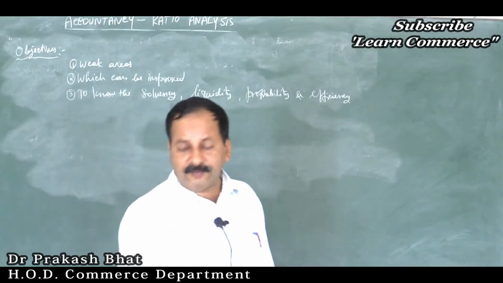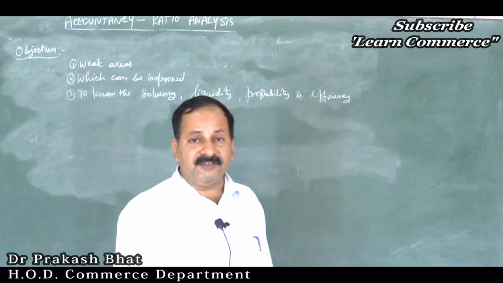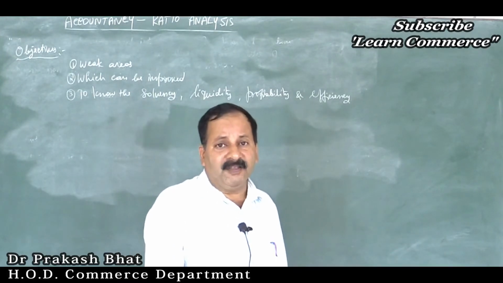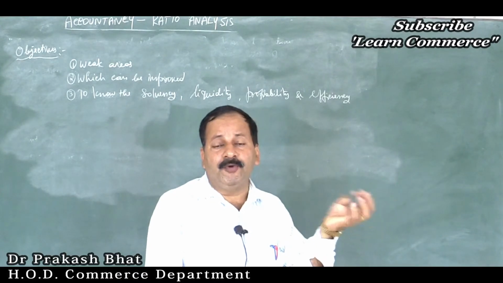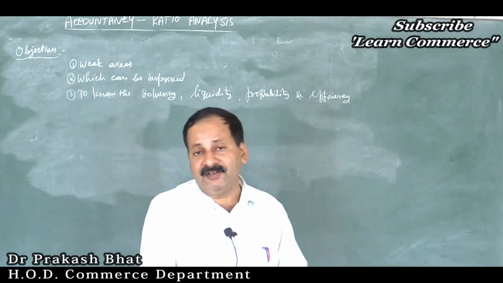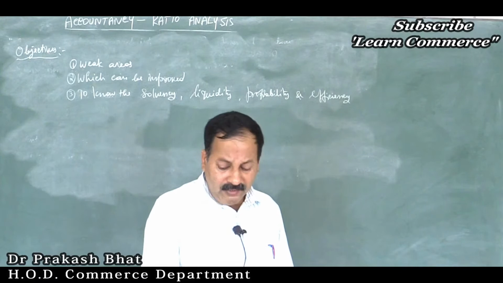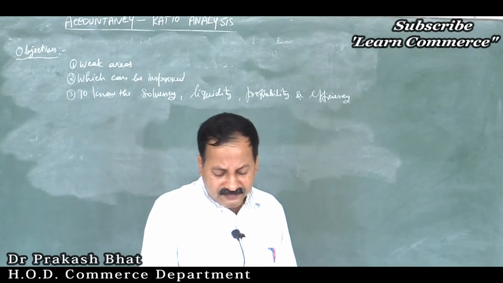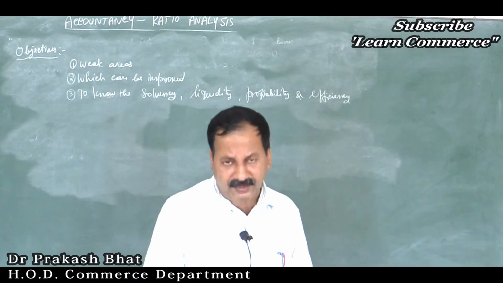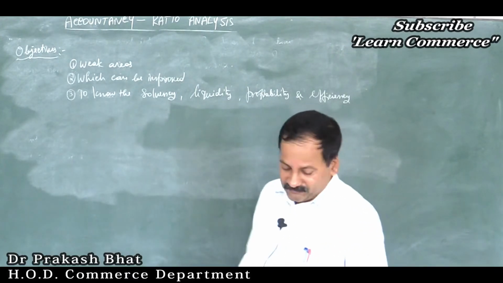What is the efficiency of the management? How to calculate? By seeing the profitability, or by seeing the return given to the shareholders, the owners, in the form of dividend, isn't it? So all these matter a lot. So this is the third objective behind accounting ratio.